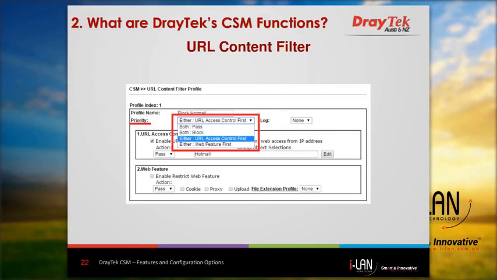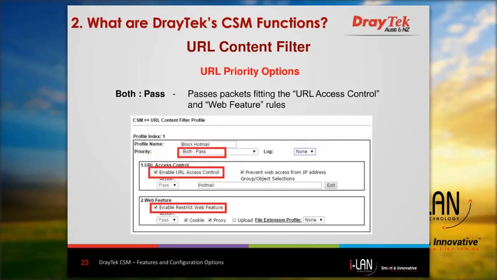So there are 4 options here, which are both pass. I don't think you can see it, it's in the red box. And then both block, then either URL access control first and either web feature first. Some users can get confused about what the first 2 options mean, so I'll try to explain that in the next couple of slides.